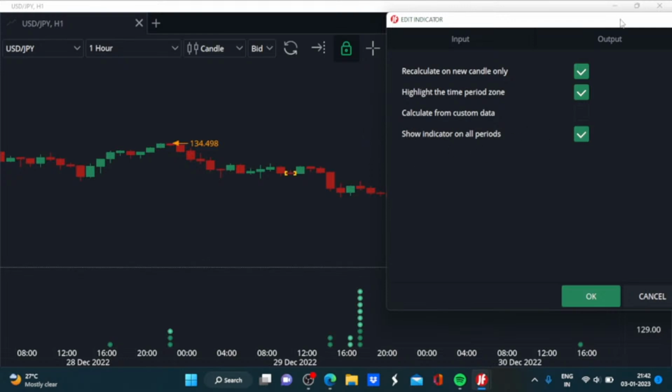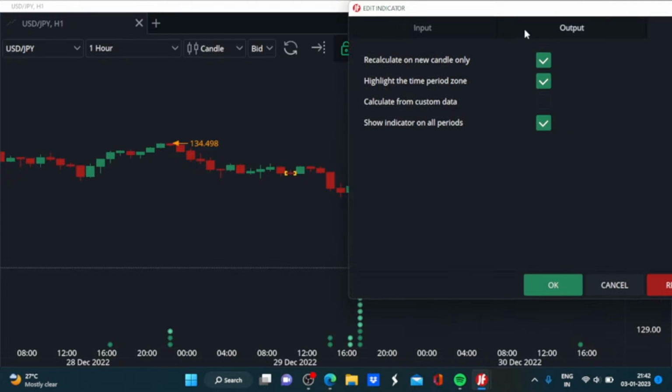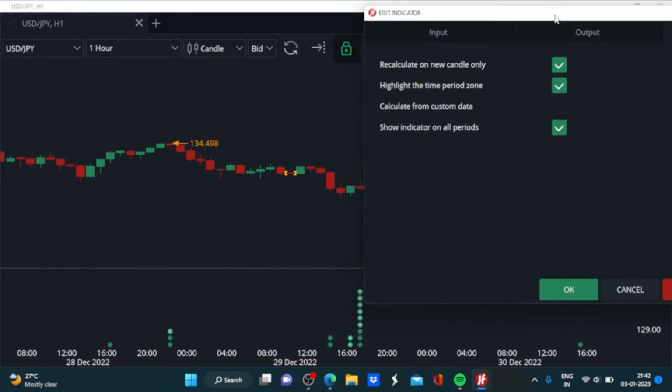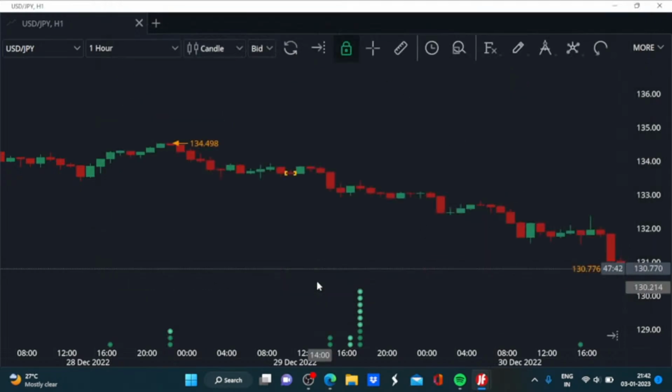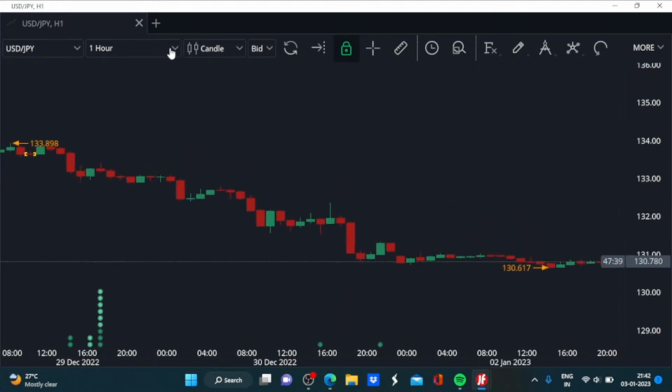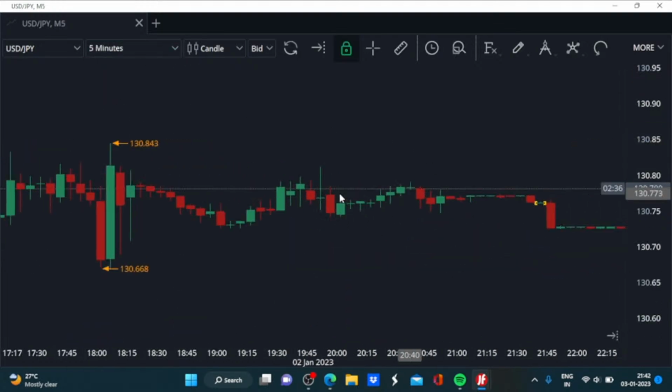The only thing here in terms of customization is if you want this formation to be available on all the candle periods or not. Suppose if you want it to be available, then you have to keep it in. Else you can specify on which particular candle period you want this formation to be recognized on the chart. So only on that time frame you will have this plotting.